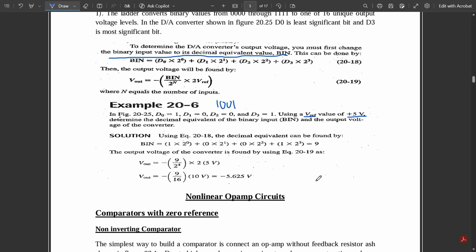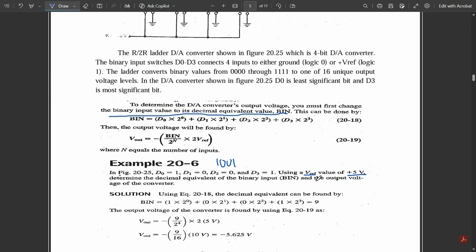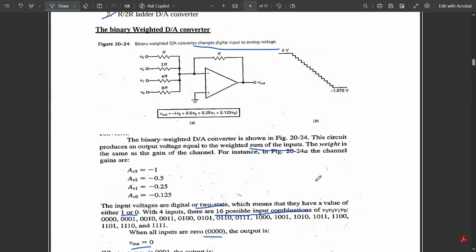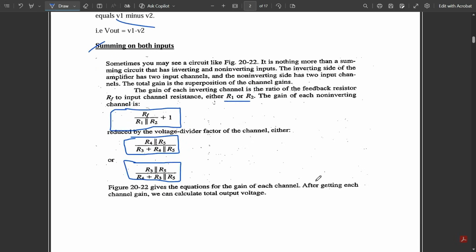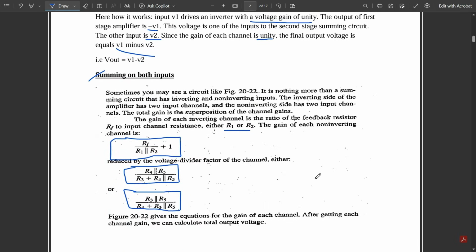Okay, so this is all about linear op-amp circuits, where we have discussed two important kinds of circuits: the D to A converter, and the averager as well as the summing amplifier. This video was a bit lengthy, but these many concepts are required for you guys to know.